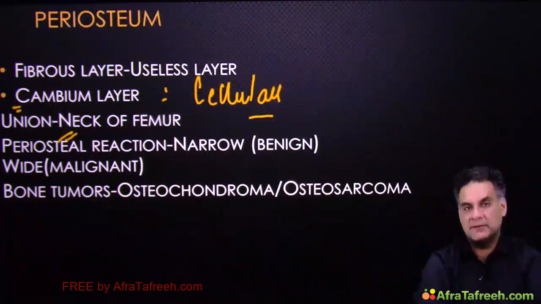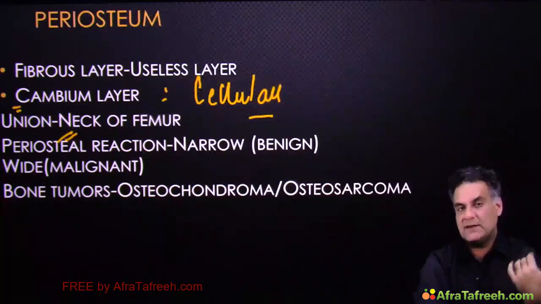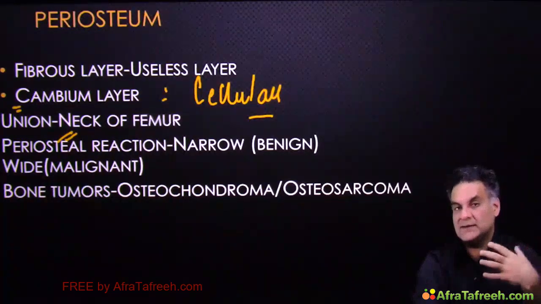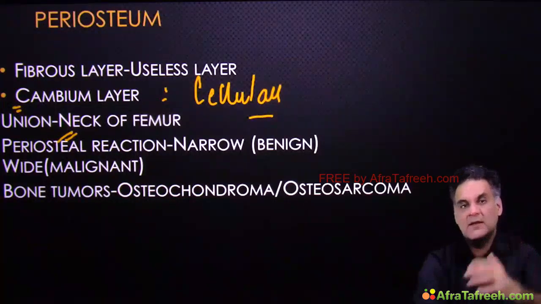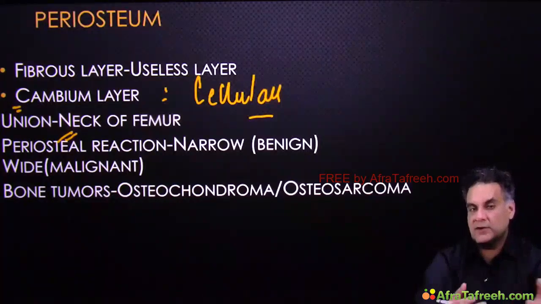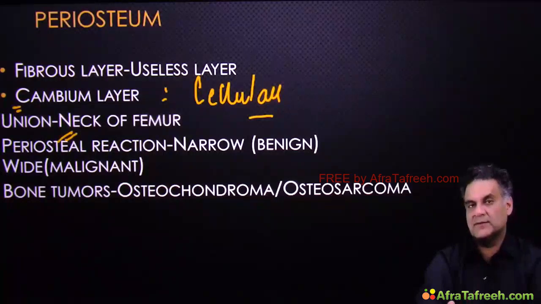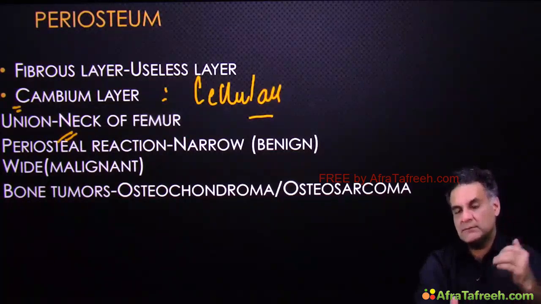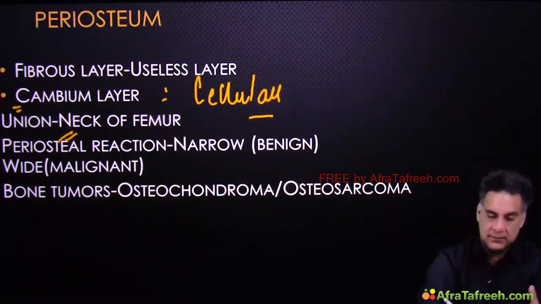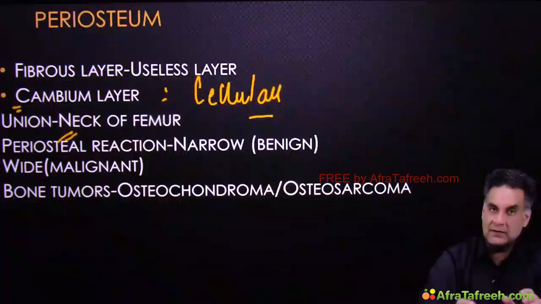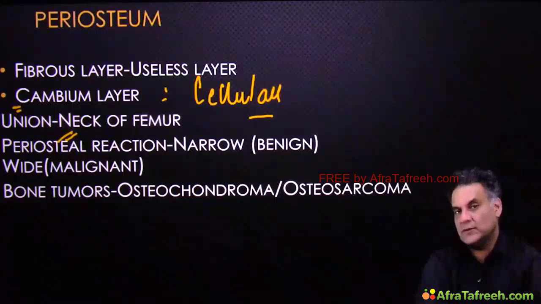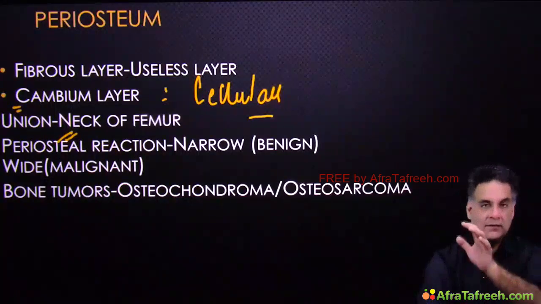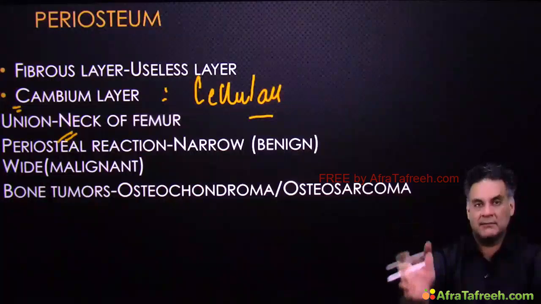Example, neck of femur. Second, if there is any infection or malignancy irritating the bone, the cambium layer will throw a response called periosteal reaction. What is it? An announcement that look, bone is getting destroyed. The more the damage, the more the periosteal reaction. If you have less damage, there is less periosteal reaction. Narrow zone, benign disease. Wide zone, more periosteal reaction, malignant disease.